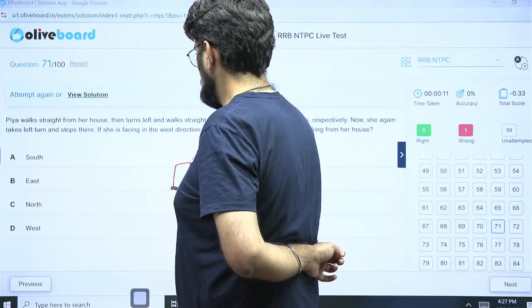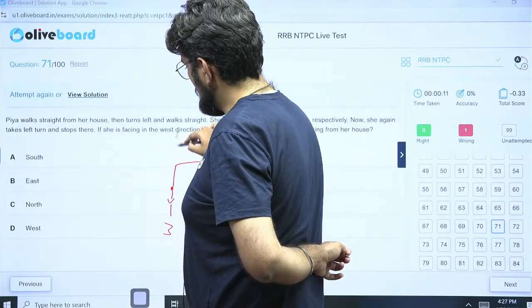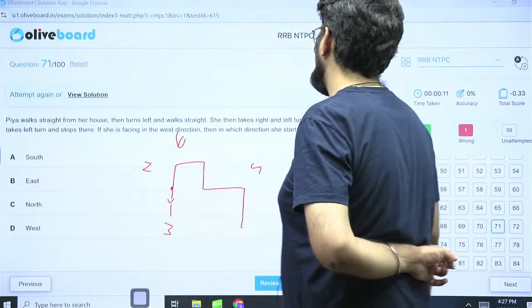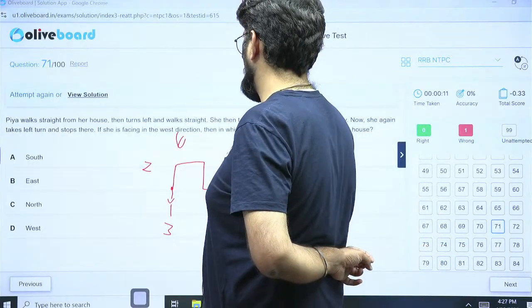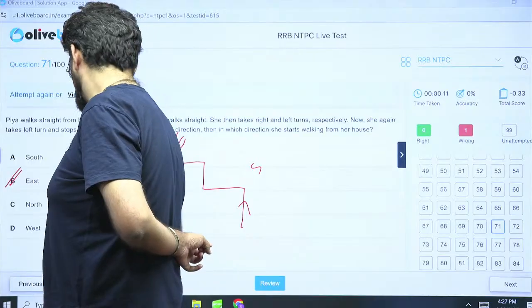If she is facing in the west direction, so if this was west, this would have been east, this would have been north, this would have been south. The question is saying then in which direction she starts walking from her house. So she starts walking in the east. Option B is correct.